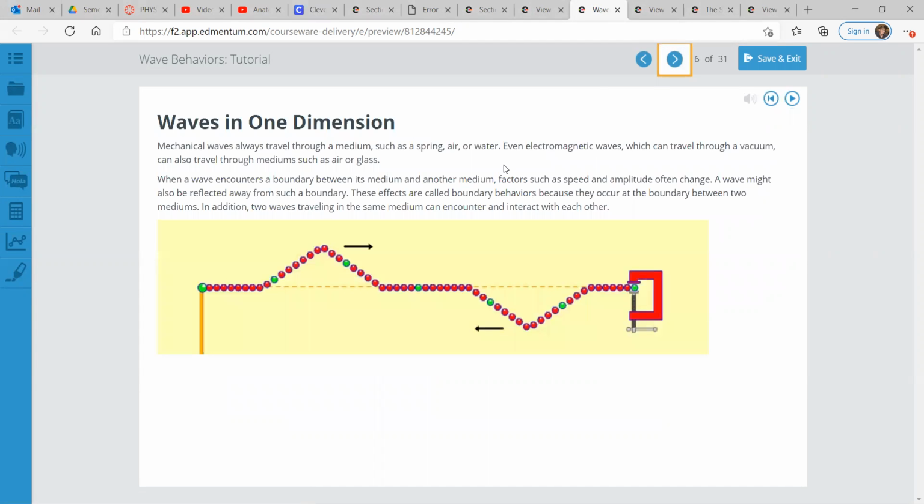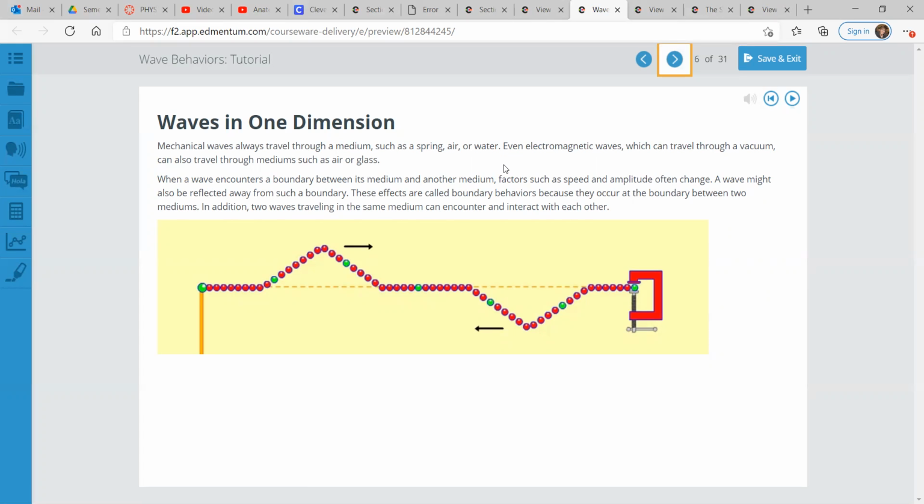Waves in one dimension. Mechanical waves travel through a medium, such as a spring, air, or water. Even electromagnetic waves can travel through a vacuum, and they can also travel through mediums like air or glass. When a wave encounters a boundary between its medium and another medium, factors like speed and amplitude often change. A wave might also be reflected away from such a boundary. These effects are called boundary behaviors because they occur at the boundary between two mediums.